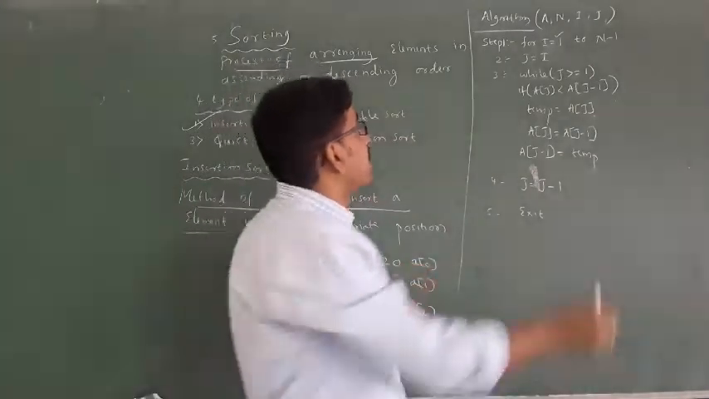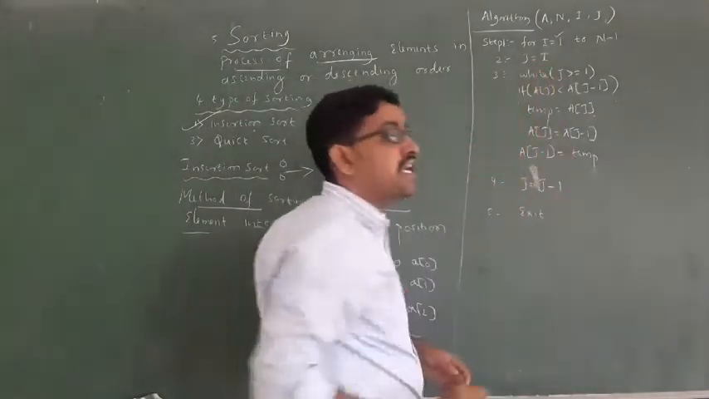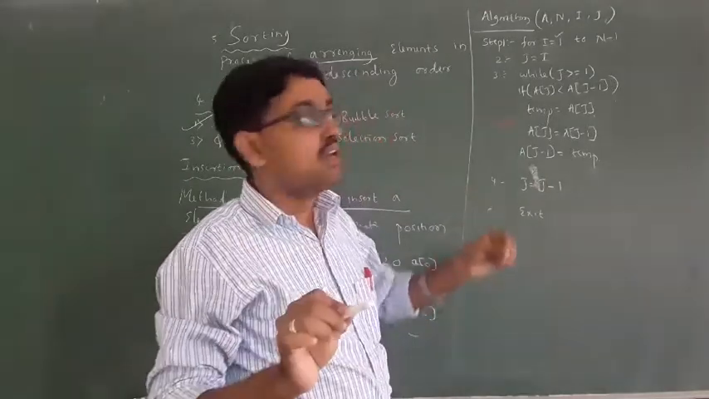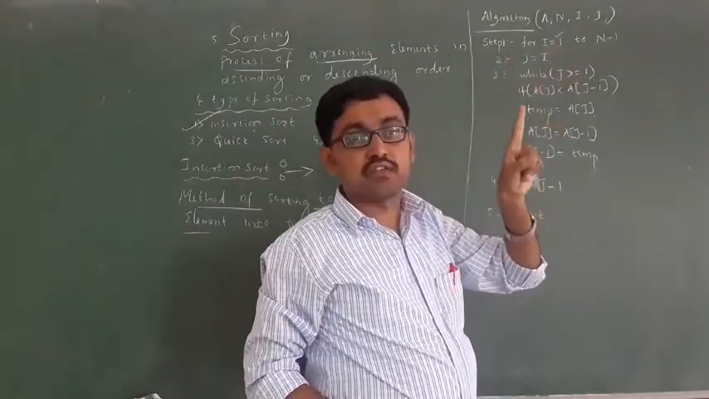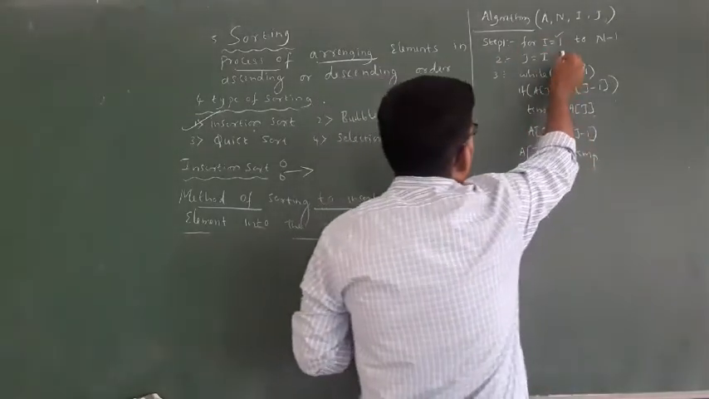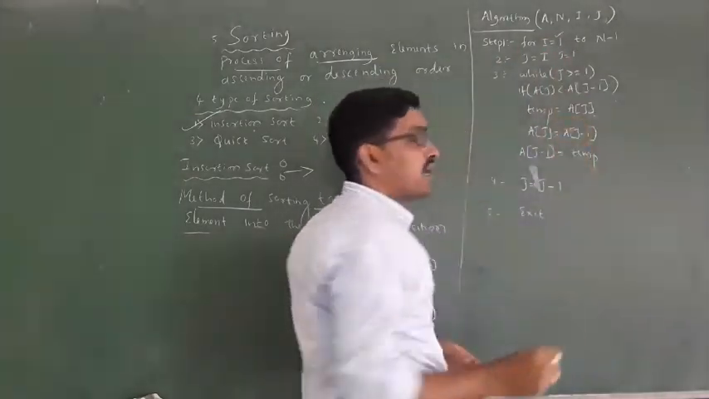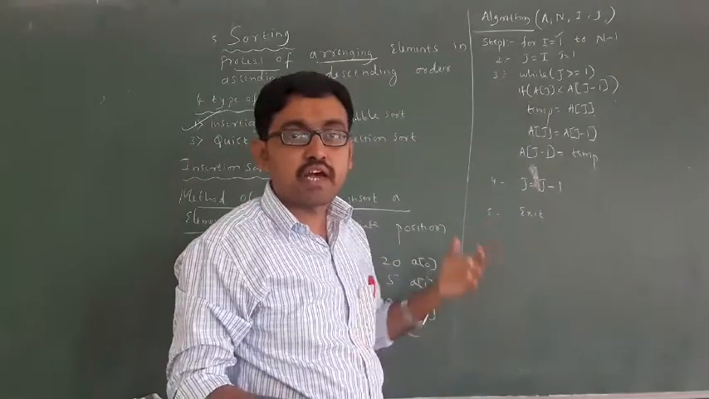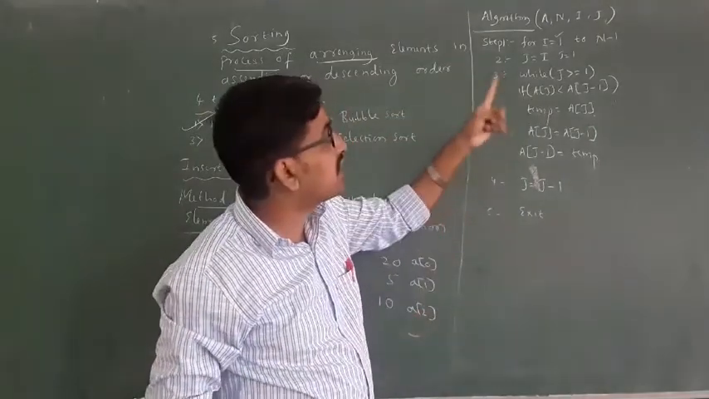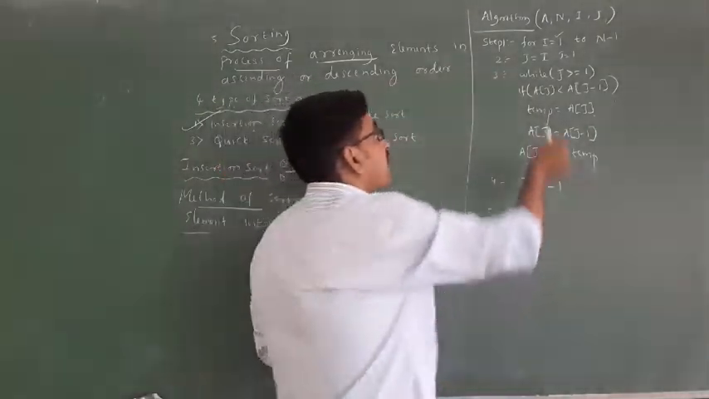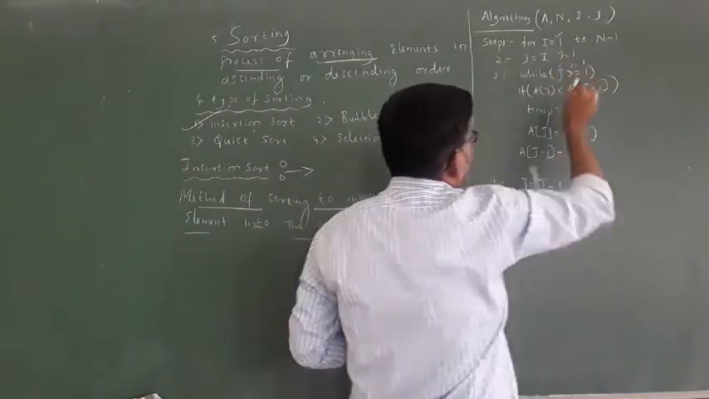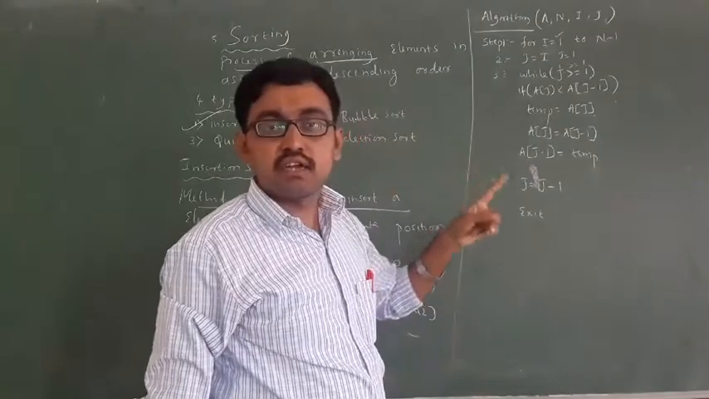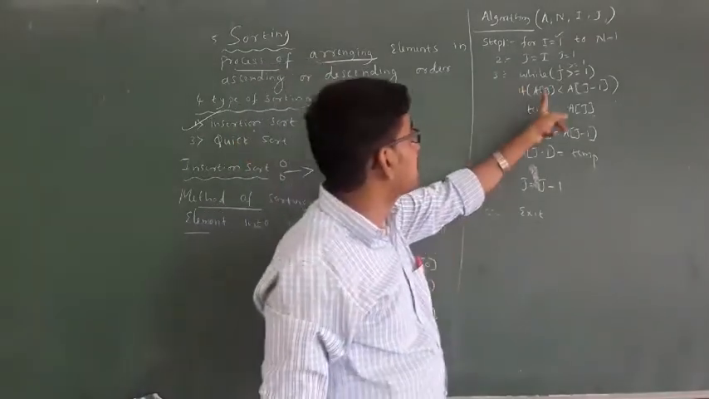Then after that, j equal to i. j equal to i means what? How much is i now? i is 1. Then j is also 1. While j is greater than or equal to 1: 1 is greater than or equal to 1. Yes, so it comes here.